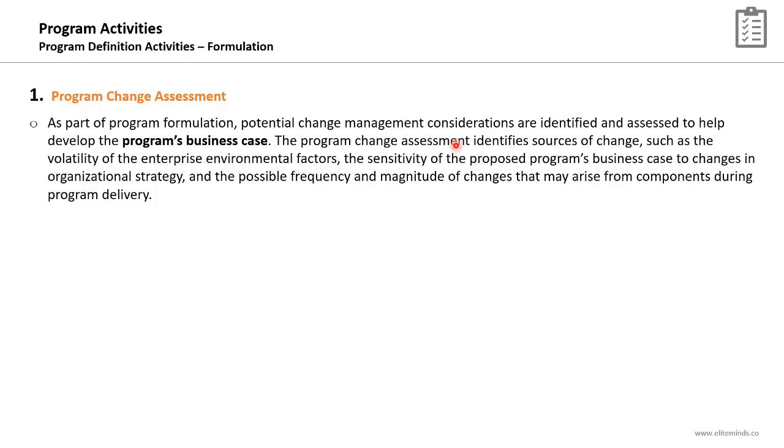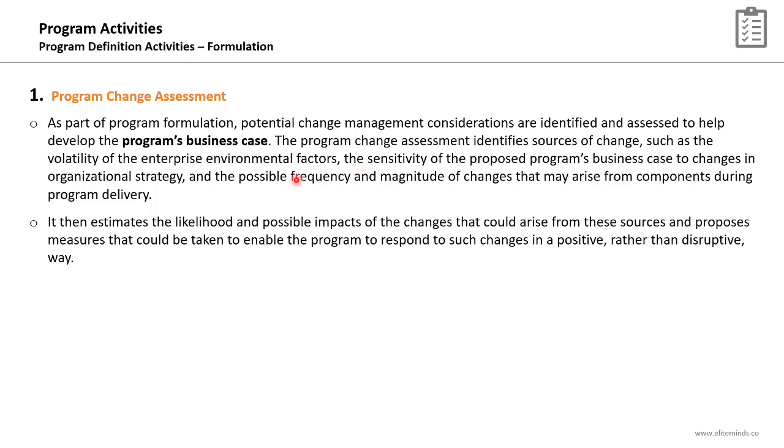The program change assessment will identify potential sources of change which the program might face throughout the delivery, such as the volatility of the enterprise environmental factors where the program is being executed, or the sensitivity of the proposed program's business case to changes in organizational strategy, and the possible frequency and magnitude of changes that may arise from components during the program delivery. These are 3 examples of potential sources of change which you need to assess as part of the program formulation to develop the program business case.